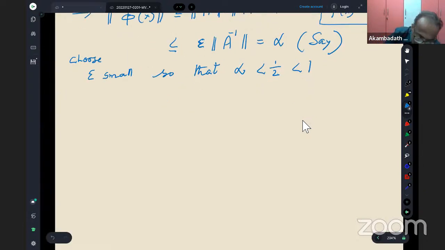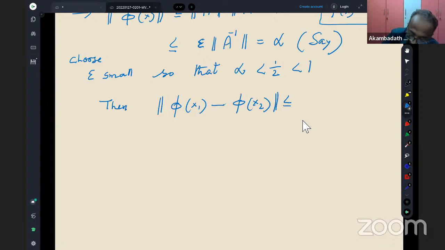Then by that result, the norm of phi of x1 minus phi of x2 is less than or equal to alpha times the norm of x1 minus x2, because that derivative is uniformly bounded.